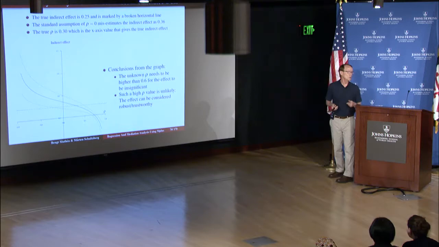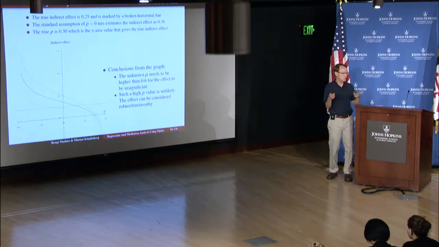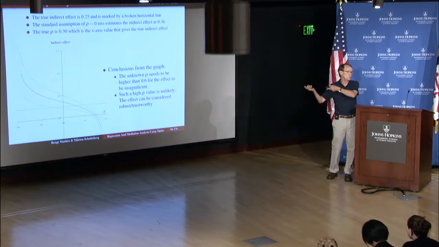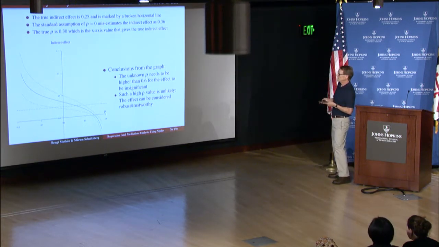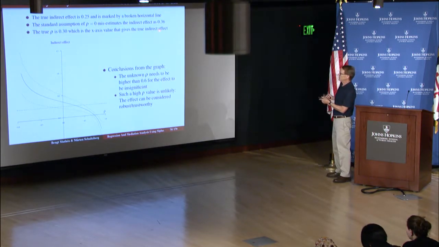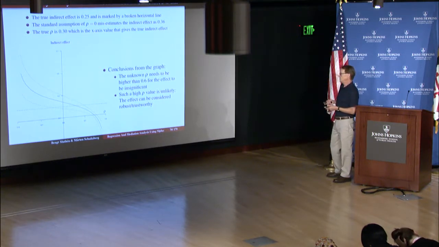You don't know what rho is. Well, I'm demonstrating to you what would happen if you happen to get the right value. I'm just building up to how to interpret this. Now, you never know what rho is, but we'll get to that. So true rho is the x-axis value that gives you the true indirect effect.